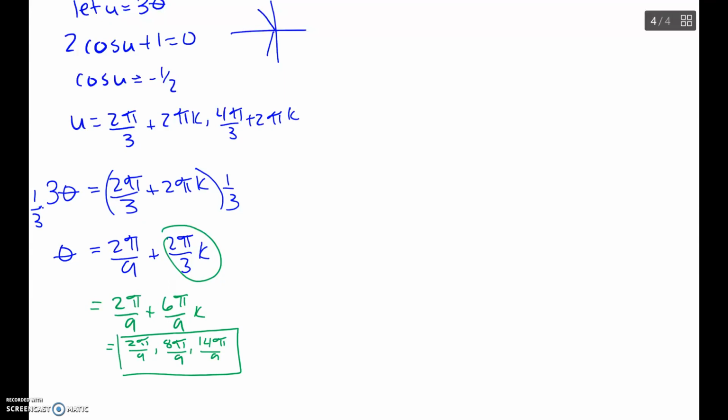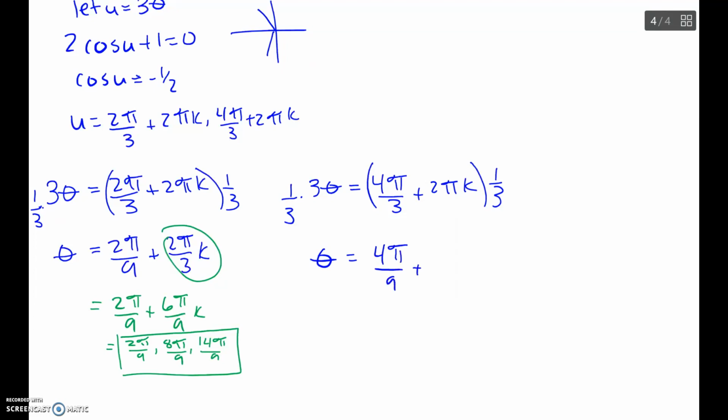So now we need to do it again with our other solutions. So 3 theta equals 4 pi over 3 plus 2 pi k. Multiply this one times a third. And you get theta equals 4 pi over 9 plus 2 pi over 3 times k.